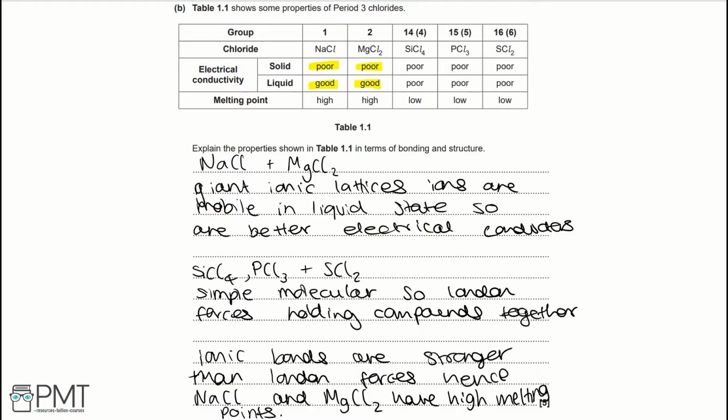To get the 5 marks for this question, you get 2 marks for talking about the bonding and structure of NaCl and MgCl2, so saying that they are giant ionic lattices and that the ions are mobile in liquid state gets you 2 marks. You then get another 2 marks for talking about the bonding and structure of SiCl4, PCl3 and SCl2, so saying that they are simple molecular and that they're held together by London forces gets you 2 marks, and your final mark comes from saying that ionic bonds are stronger than London forces.